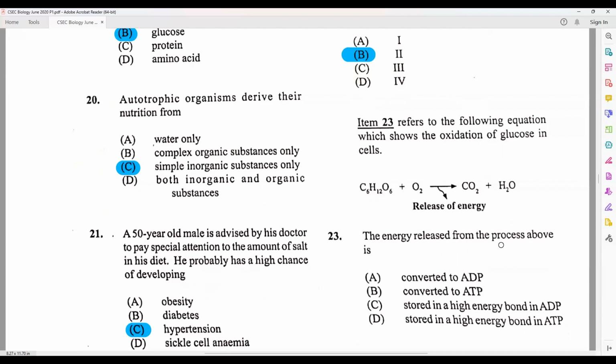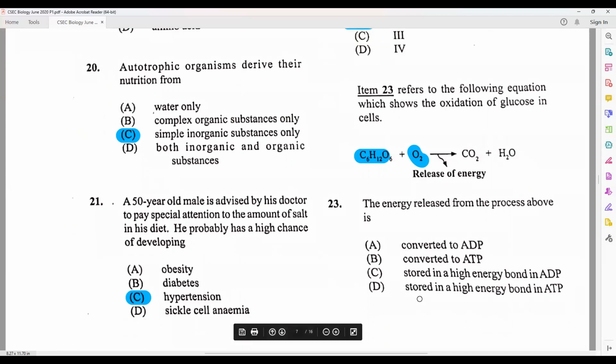So the energy released from the process above, this is aerobic respiration. Look, they use oxygen. This is glucose to produce energy. You may see this in the equation as ATP. All right, carbon dioxide and water. So the energy is released, read all the answers, and it is stored in high energy bonds in ATP, adenosine triphosphate. So the best answer for 23 is D.